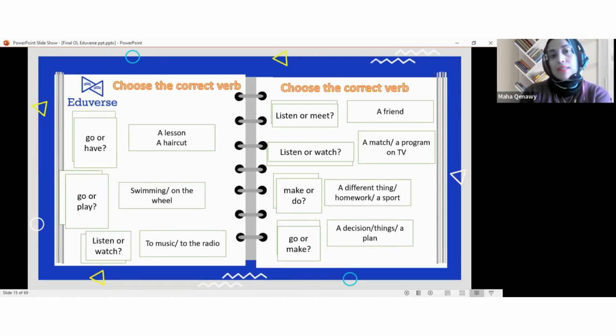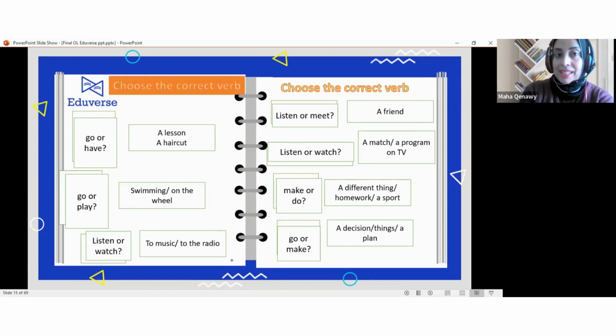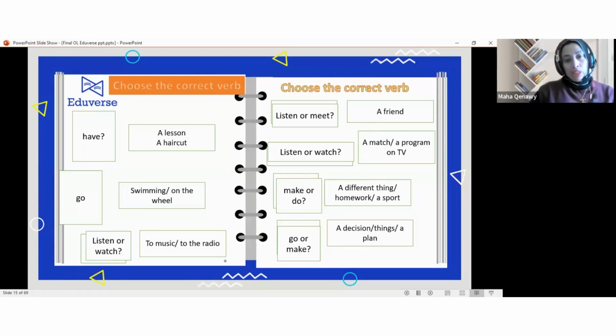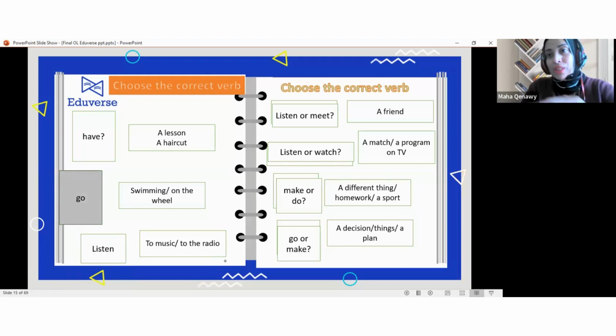Go or have a lesson. Go or have a haircut. Actually, it's have. To have a lesson, to have a haircut. What about swimming, diving, on a wheel? It's to go swimming, to go on a wheel. That's right. To music, to the radio, we listen to music, listen to the radio, listen to the teacher, listen to someone's advice. Now, listen or meet a friend. It's to meet a friend. That's right.